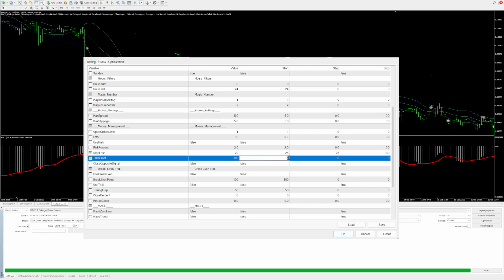Take profit. We can test 0, go up in 100 and stop at 500. So that'll test 0 pips.